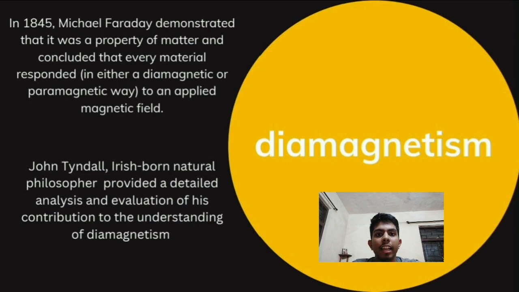Michael Faraday conducted experiments and said that diamagnetism is a property of matter, and he concluded that all materials are either diamagnetic or paramagnetic in nature. John Tyndall, a natural philosopher, dedicated his life to making research notes and papers on diamagnetics. His work was recognized and he was known in the Royal Society of London.